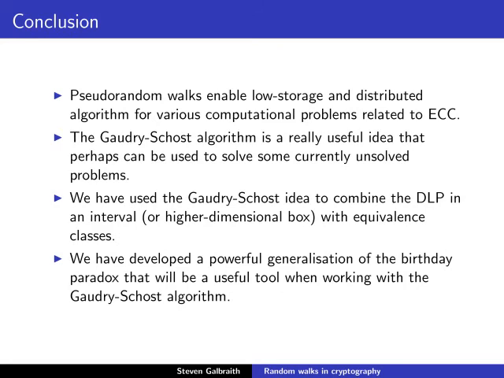What have we learned? We've learned that these pseudo-random walks are very valuable for getting low-storage algorithms. And I haven't talked much about parallel computing or distributing over the internet, but all these algorithms can be distributed over the internet, which makes them feasible. So discrete logs, various types of discrete log problem, isogeny problems, these can be done. This Gaudry-Schost thing is a really good idea. This was not very well known, probably still isn't very well known, but it's actually a powerful tool. So it should be better known than it is. We've used it in several ways. And with Mark Holmes, we've got this generalized birthday paradox that's helpful if you're doing these kind of algorithms.